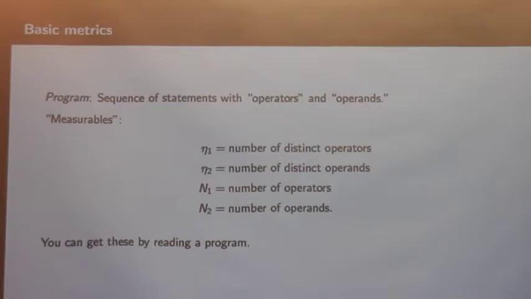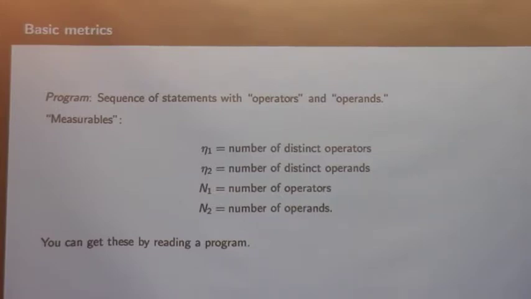And the measurables that we have here are eta1, eta2, big N1, and big N2. eta1 is the number of distinct operators, eta2 is the number of distinct operands, and then N1 and N2 are just the total numbers, respectively. And you can get those just by reading a program. You can have some other program automate reading that and calculating these. It's not too hard to do as long as you have some convenient tools in your language of choice.